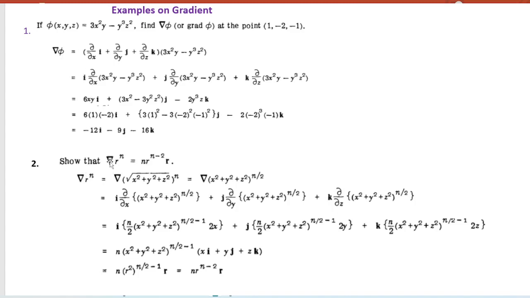Suppose we have to show that the gradient of r to the power n equals n r to the power n minus 2 times r. So this bold letter is a vector and this r is the magnitude. So we take del of r to the power n, the magnitude of r to the power n, and the magnitude of r equals under root x square plus y square plus z square in the Cartesian coordinate system.